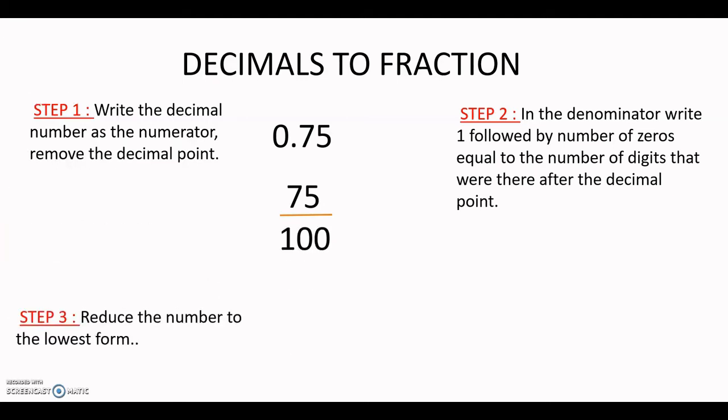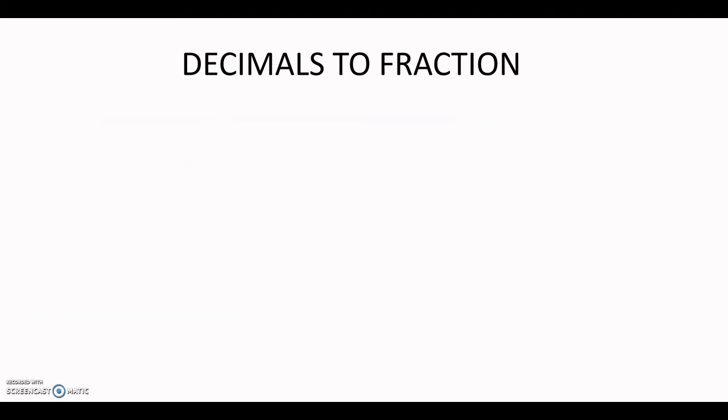Step 3, reduce the number to the lowest form. So 75 over 100 can be written as 3 over 4, or in the simplest form of 3/4, by dividing both numerator and denominator by 25. Let's try another example. We have 0.625 or 625 thousandths, and we have 0.15 or 15 hundredths.